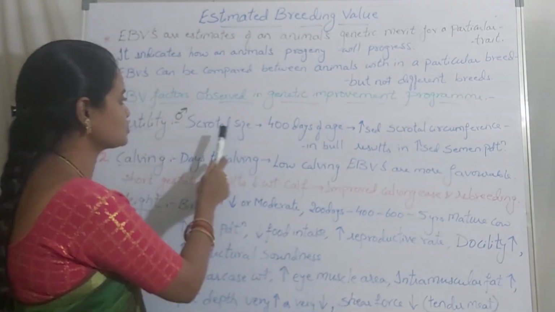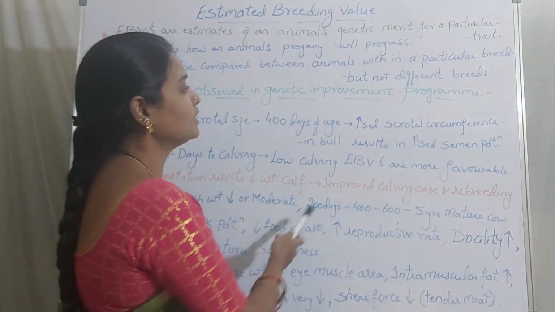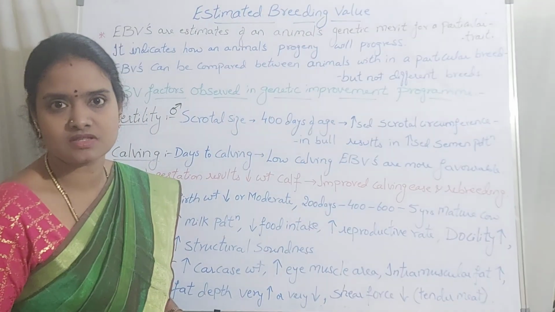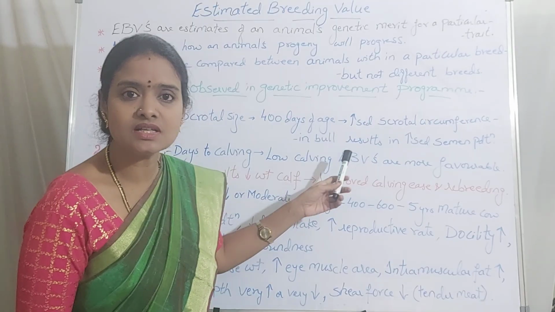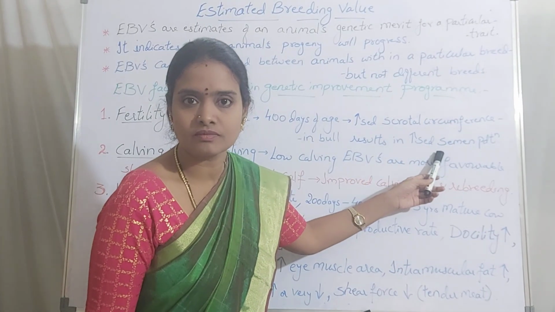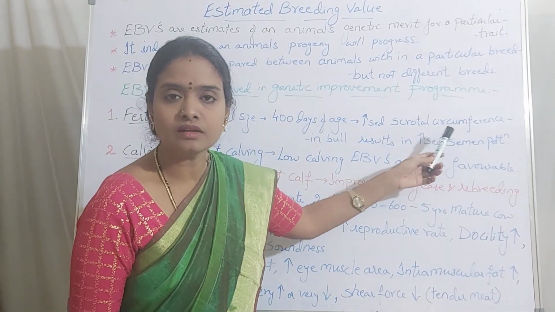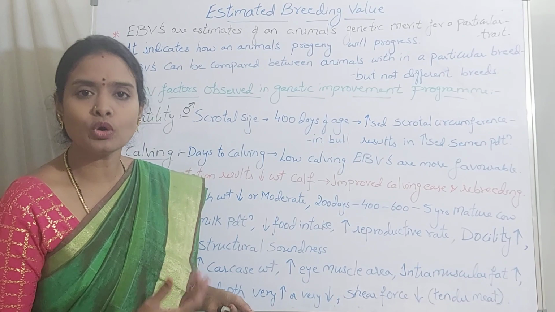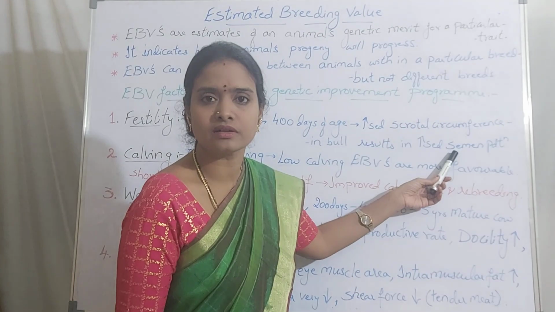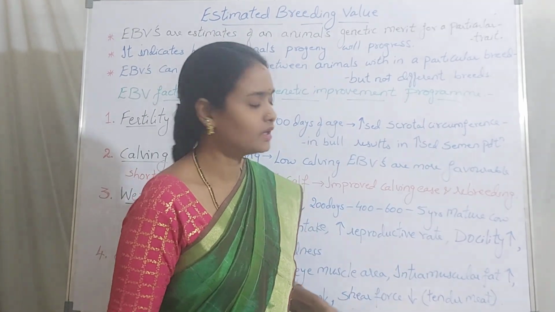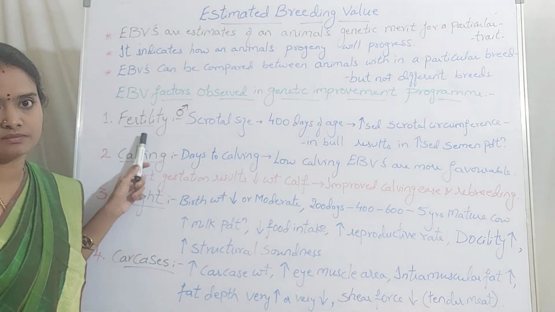So when you check the scrotal size at 400 days of age of a bull, it must have increased scrotal circumference, right? So what is the use of that increased circumference? It will result in increased semen production, right? So if the bull has increased scrotal circumference, then that bull is capable of producing more sperms, that is increased semen content which consists of sperms in turn, right? So here in case of male you are going to check the fertility, right?